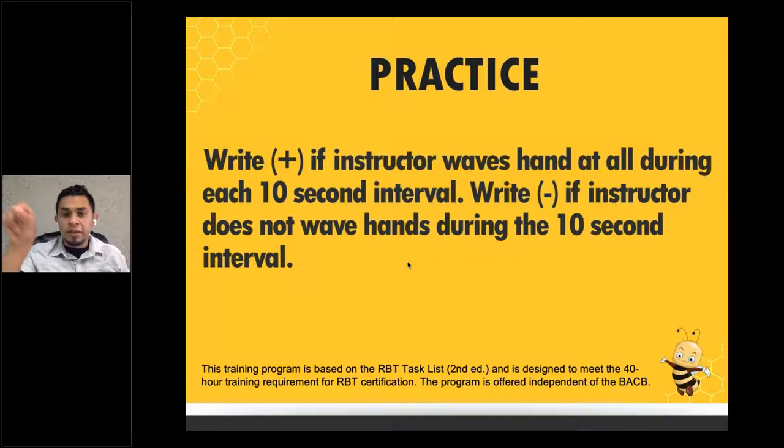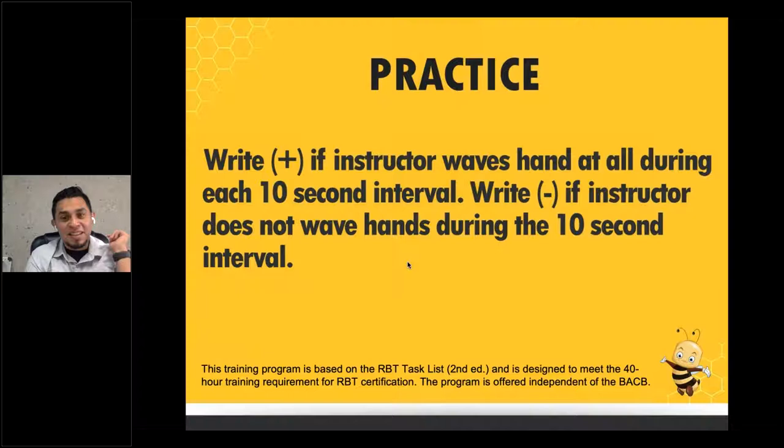Now I'm going to do another one where I'm not going to do this. Really quickly, let me show you. So I did not do it. If I did not do it within those 10 seconds, minus. I hope you got that. If I do this waving hands, you put a plus within those 10 seconds. If I don't, you put a minus. Okay, so here we go.